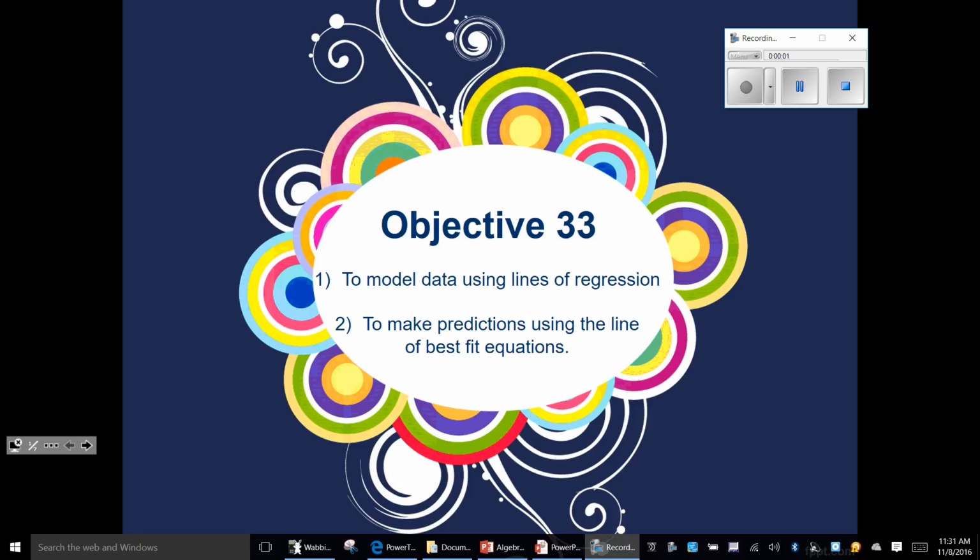All right, we are going to start objective 33 today. We are going to model data using lines and curves of regressions, and we're going to make predictions using the line of best fit equations. Any questions about that?